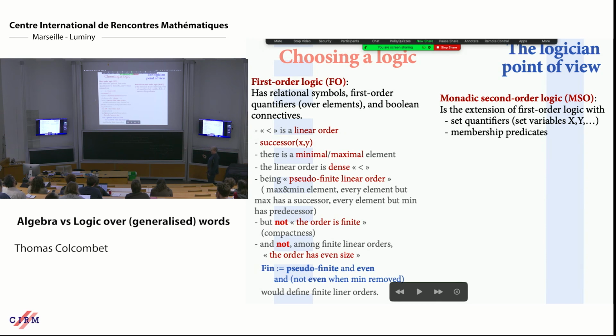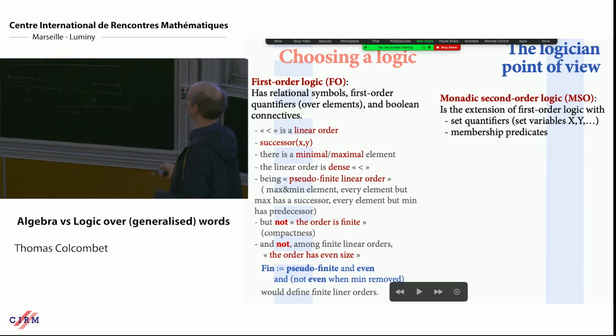Okay, but in this specific context, there is a key logic, which is monadic second order logic, which happens to have plenty of good properties. But let's first say what it is. It is the extension of first order logic with set quantifiers, because monadic means monadic predicates, predicates that have just arity 1, which means that they hold on a given position, so we can understand them as sets. So we can quantify over sets, and of course we have all of first order, and we can say a first order element belongs to a set.